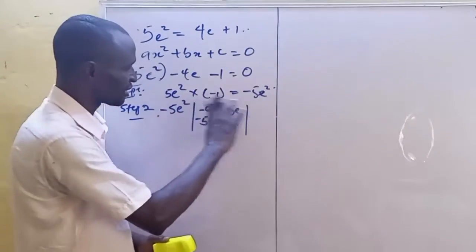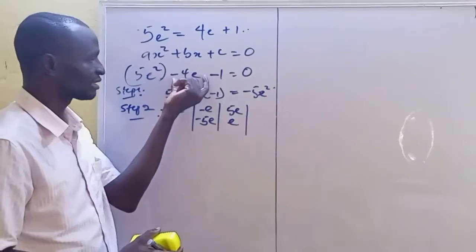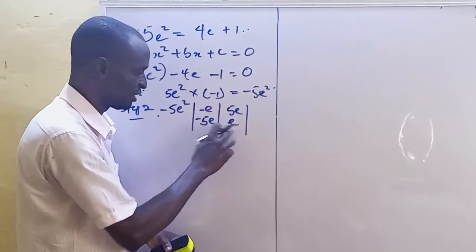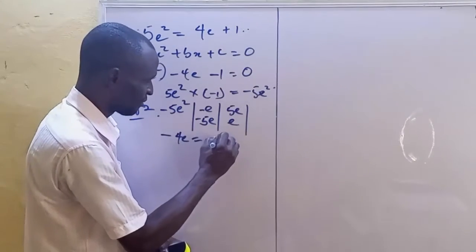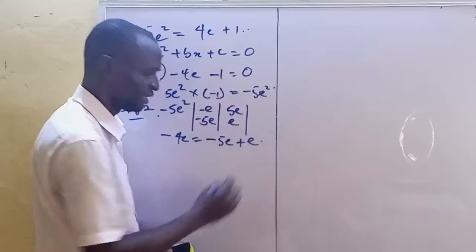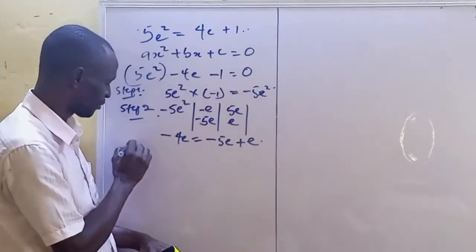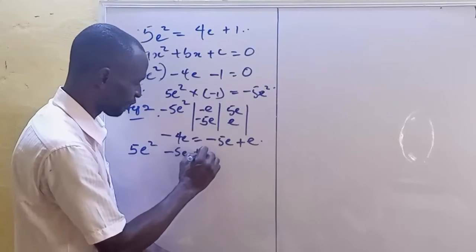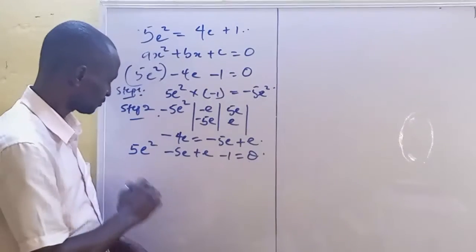Now, which of these sets of factors will I sum up together to arrive at minus 4e? That's minus 5e plus e. So my minus 4e is the same thing as minus 5e plus e. Let's substitute this value in the equation. My equation becomes 5e squared minus 5e plus e minus 1 equals 0.